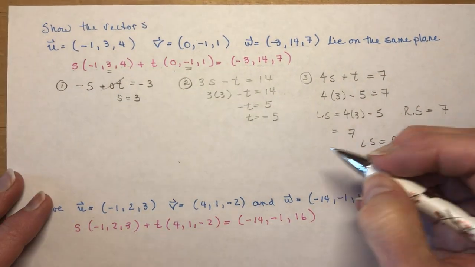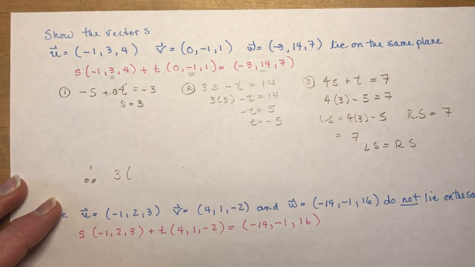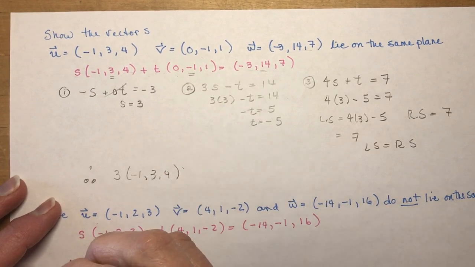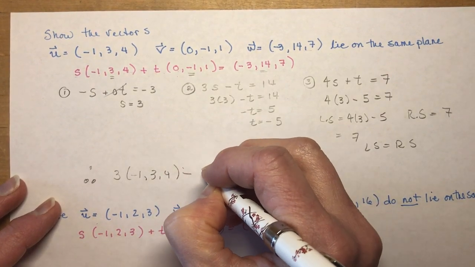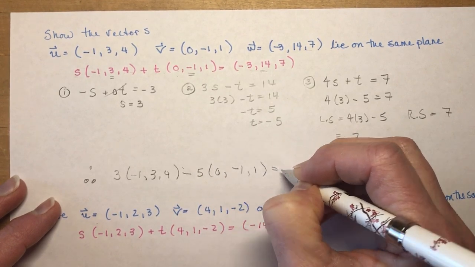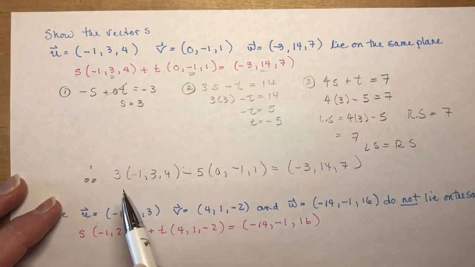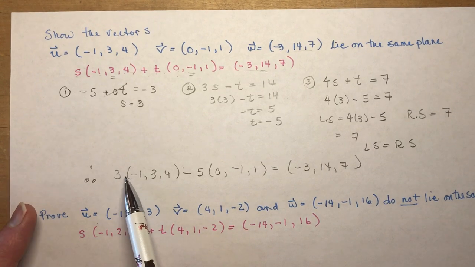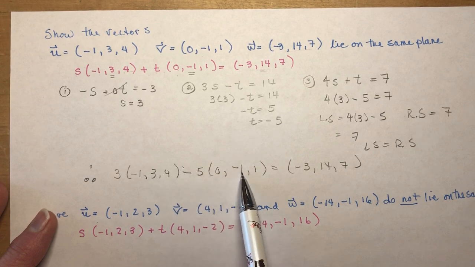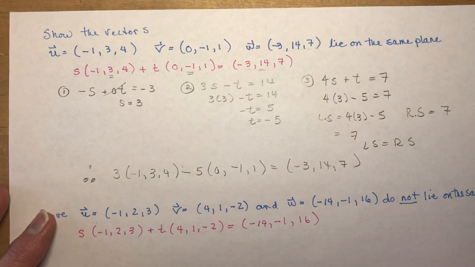So that means, therefore, 3 times minus 1, 3, 4, and my t was minus 5, times 0, minus 1, 1 is equal to minus 3, 14, and 7. And you could check that again if you want, but I think you've probably done enough of it to see that minus 3 and 0 is minus 3, 9 plus 5 is 14, and 12 minus 5 is 7.